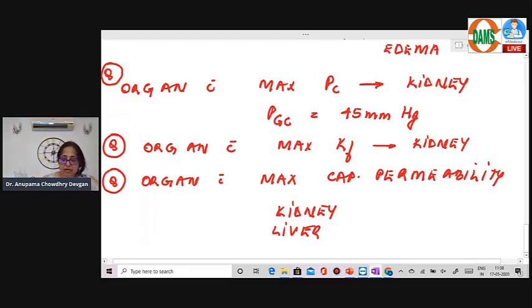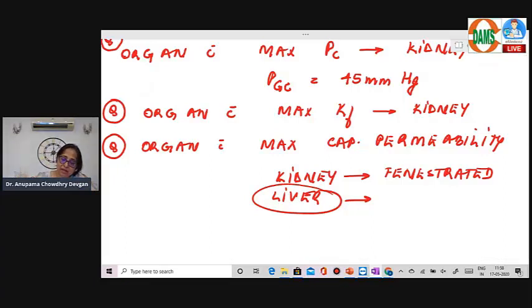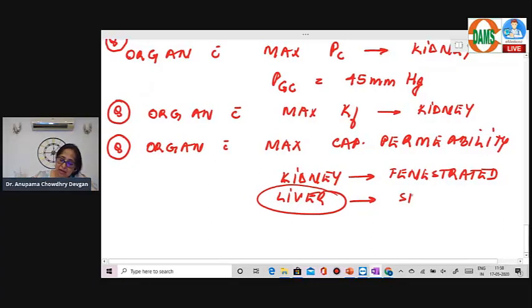Permeability into surface area. But if it only talks about permeability, then it has to be the liver. In the kidney, the capillaries are fenestrated. Fenestrated means it is like a sieve. There are gaps, sort of pores, which are present. But in the liver, the capillaries are sinusoidal. Sinusoidal means there are large gaps present between the endothelial cells.